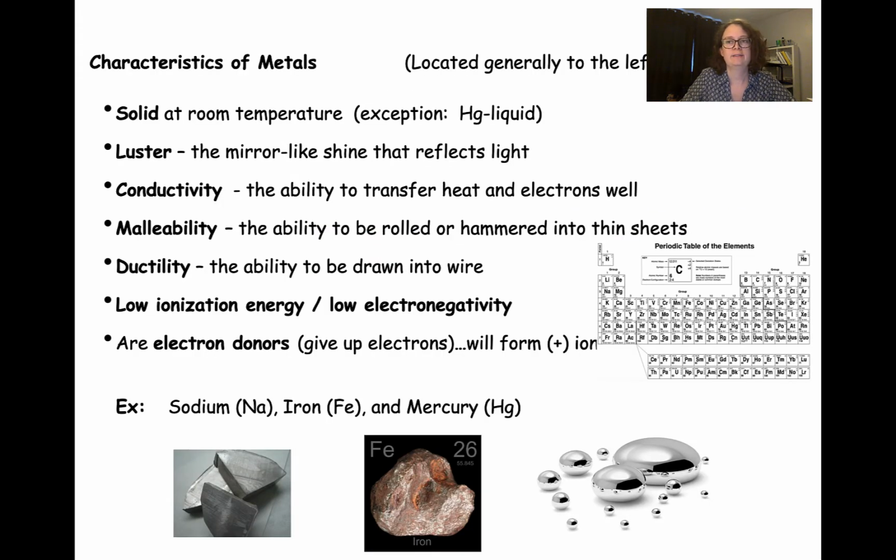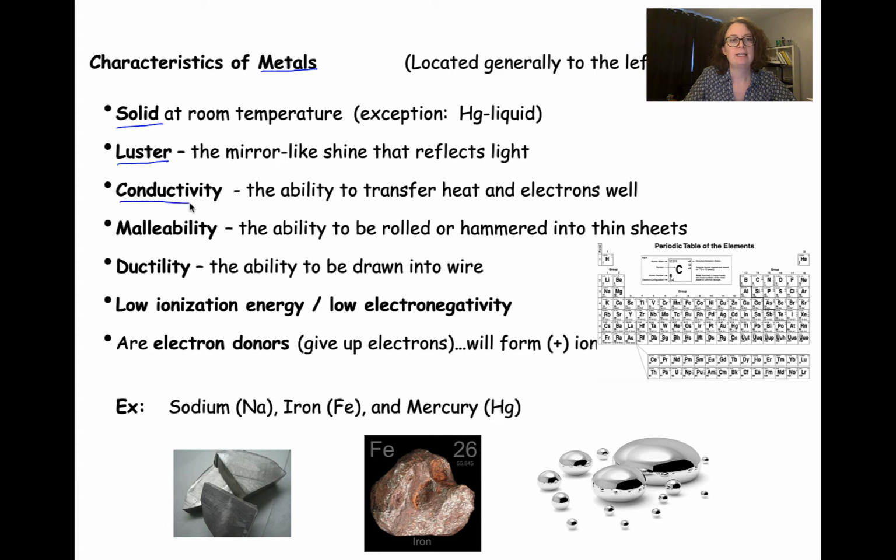We can also classify our elements in a couple of different categories, like metals, metalloids, and nonmetals. So metals have a lot of characteristics that are similar. So they tend to be solid at room temperature. They tend to have luster, they're very shiny.